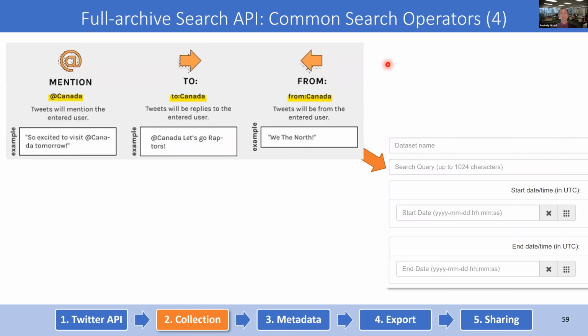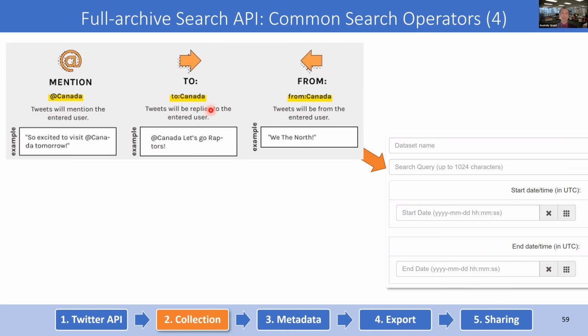Another example of useful operators could be, well, you want any tweets that mention a particular handle. So you just include that username as part of your search criteria. Just make sure you use @, in this example, Canada. If Canada is a username, it will include any tweets that mention that particular username.